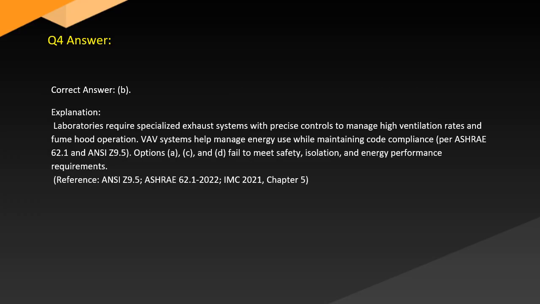Answer. Correct answer: B. Explanation. Laboratories require specialized exhaust systems with precise controls to manage high ventilation rates and fume hood operation. VAV systems help manage energy use while maintaining code compliance per ASHRAE 62.1 and ANSI Z9.5. Options A, C, and D fail to meet safety, isolation, and energy performance requirements. Reference: ANSI Z9.5, ASHRAE 62.1, 2022 IMC 2020, Chapter 5.